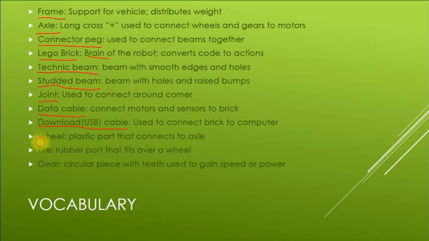You have what is a wheel. Sometimes people refer to these as rims on cars. It's what the rubber part of the tire connects to. And it's usually the part that connects to the axle. You have a tire, which is the rubber part or the part that actually connects to the road. It fits over the wheel. And then we have gears. That is a circular piece. It has teeth, and it's used to help gain power or speed. Probably aren't going to do much with gears, but those are the vocabulary terms you're going to hear me use.